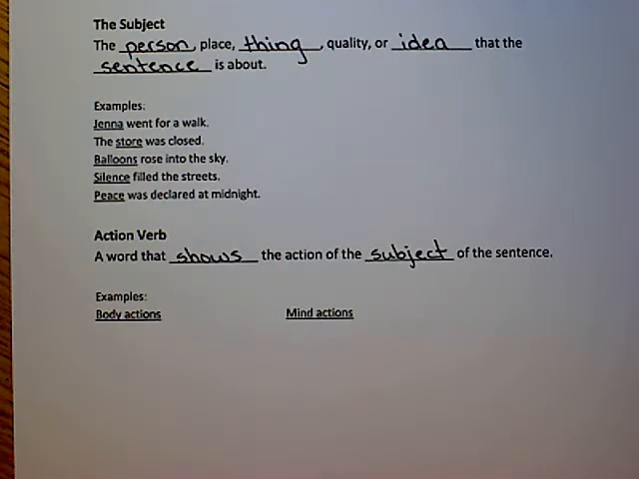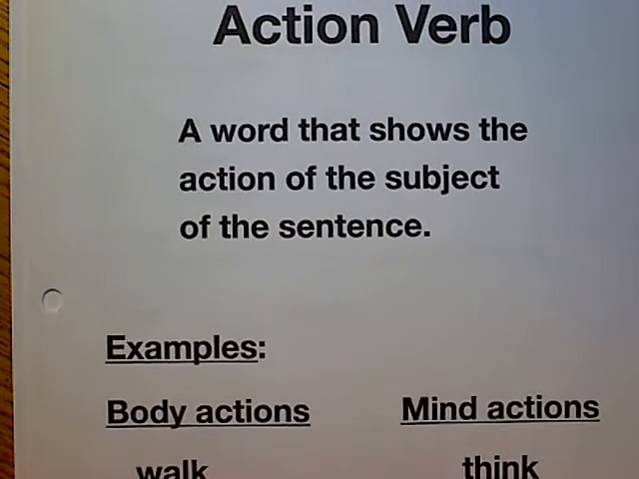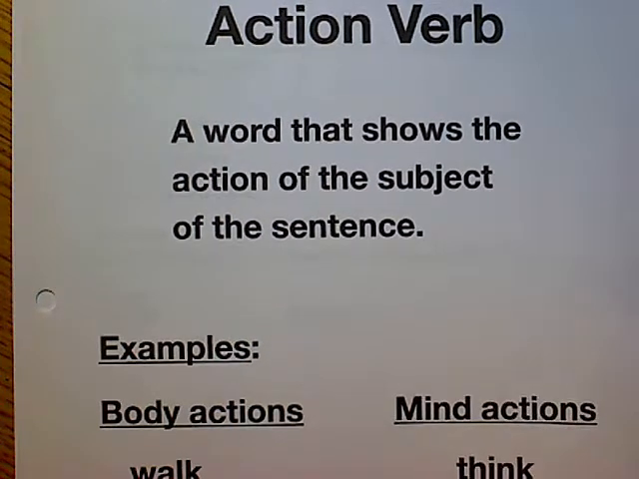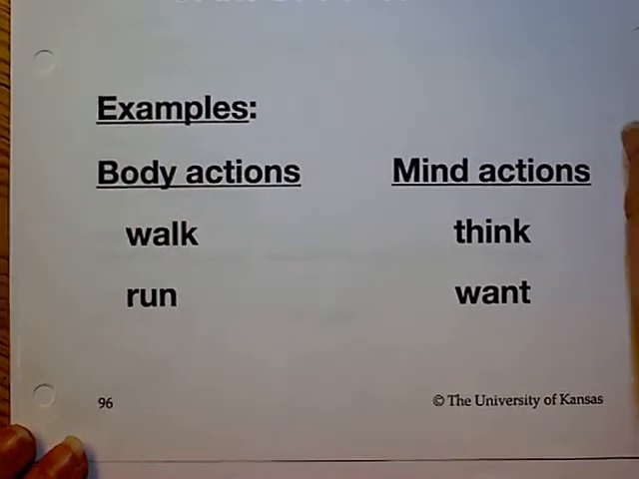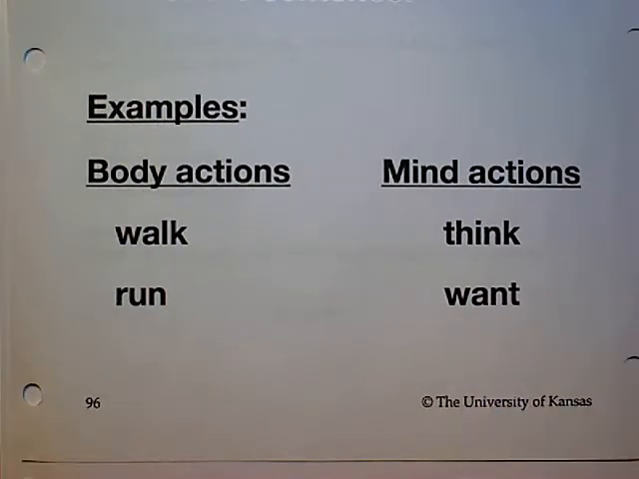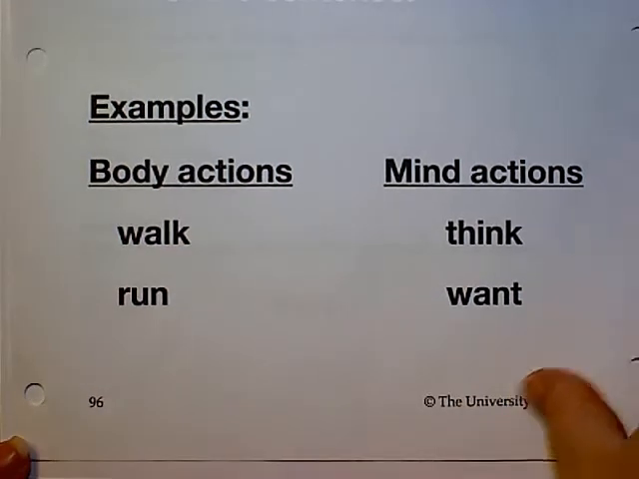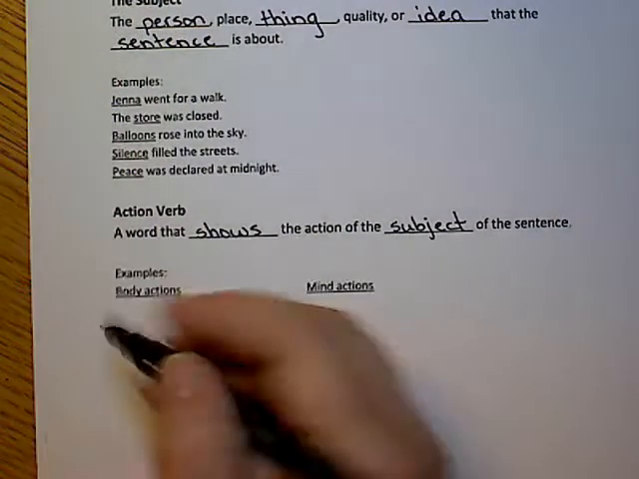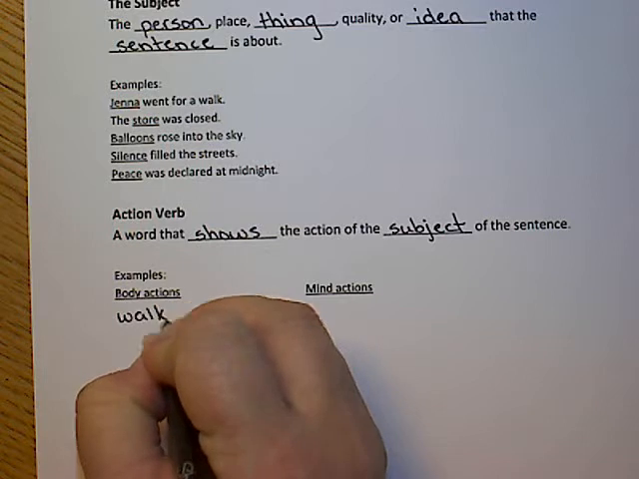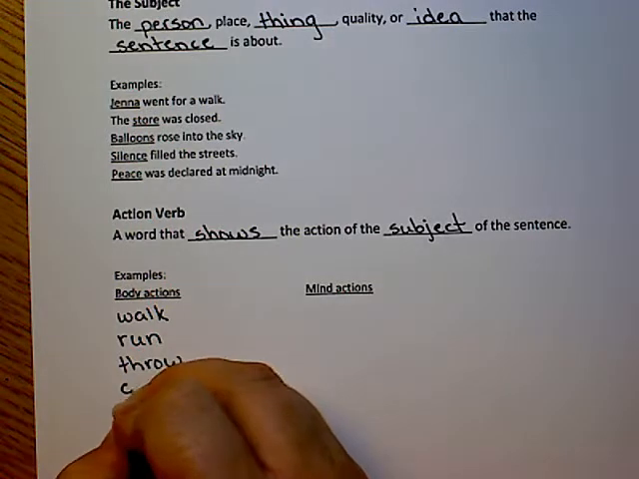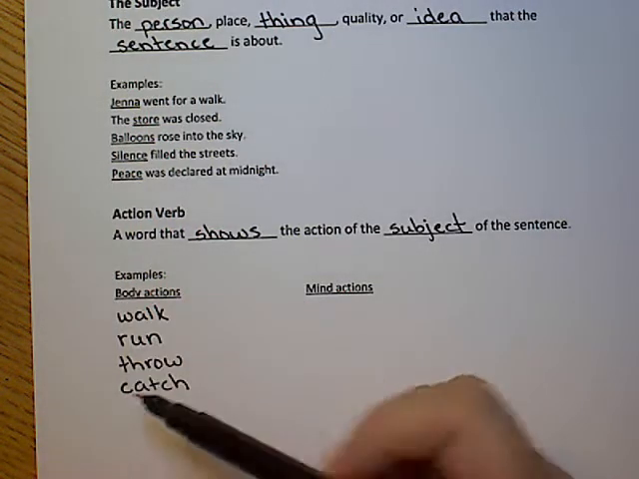Now, an action verb is a word that shows the action of the subject of the sentence. Examples would be, let's talk about body actions. Those are something you can see a body do. Walk, run, jump, play, throw, catch. Those are all things that body actions can do. So make sure you have some examples on your notes. So body actions, what I had up there is I had walk, then I had run. You could also add throw, catch. Those are things your body actually does.